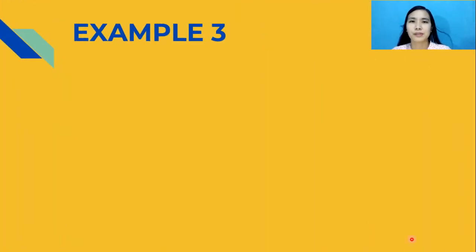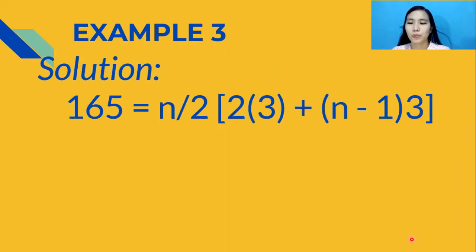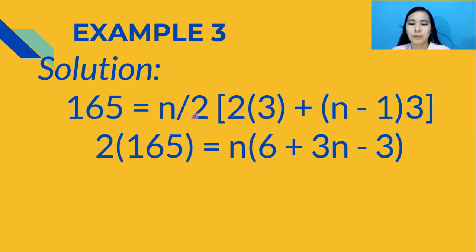Let us now solve this. By substitution, we'll have 165 equals n over 2 times 2 times the first term 3 plus n minus 1 times our common difference 3. Simplifying this, since we have n over 2 here, we can multiply by 2 on 165, using cross multiplication or cross product. So 2 times 165 equals, the remaining here will be n, 2 times 3 is 6, and then this 3 will be distributed with our n minus 1.